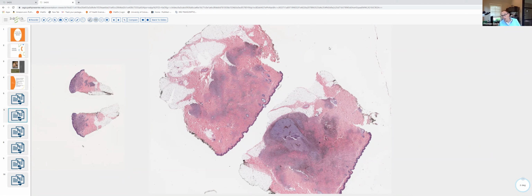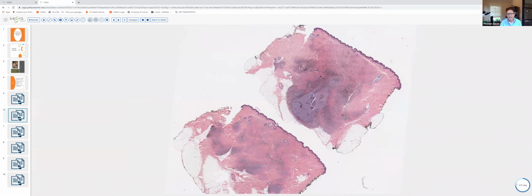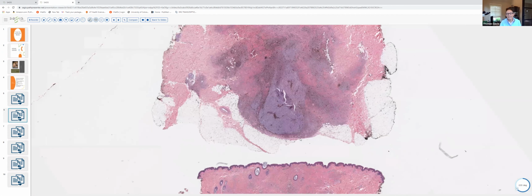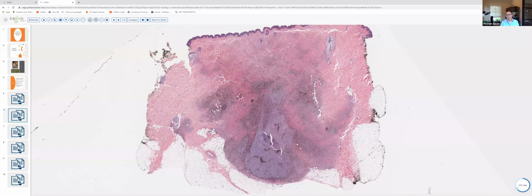We're going to look at this cellular blue nevus first. This is a much bigger biopsy. Let me flip the slide here. And the thing that you need to remember about blue nevi is that they are intradermal lesions. In a blue nevus, you will not have a junctional component. So the melanocytes are going to be confined to the dermis.